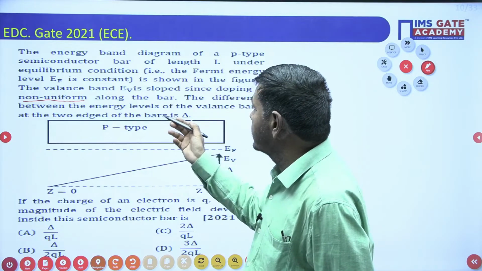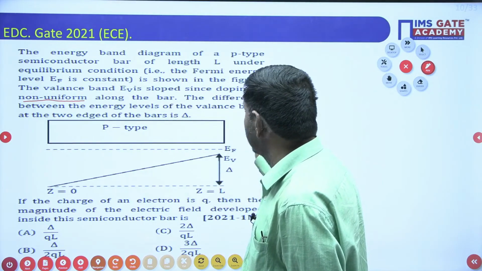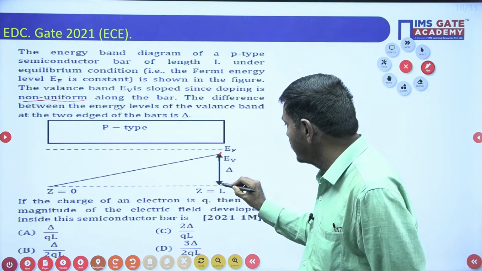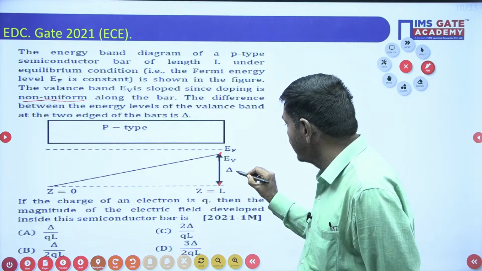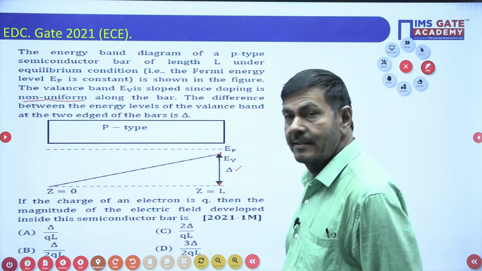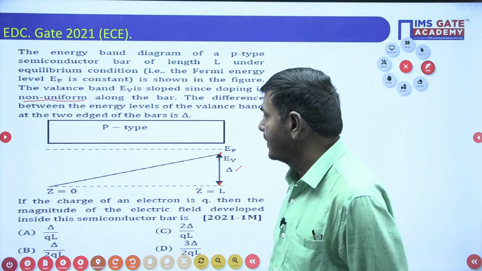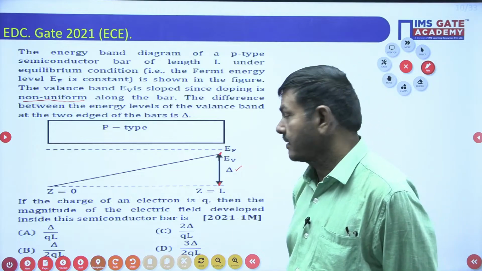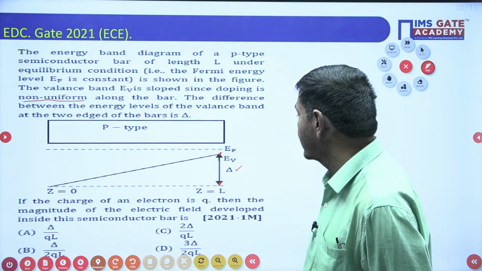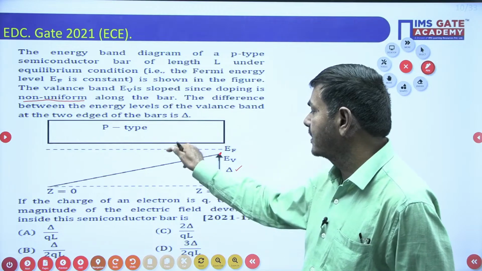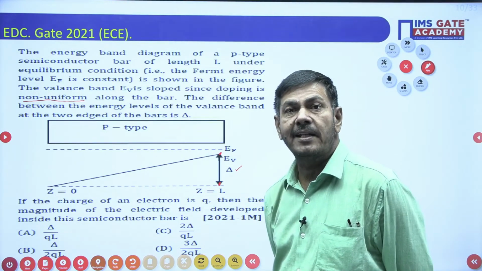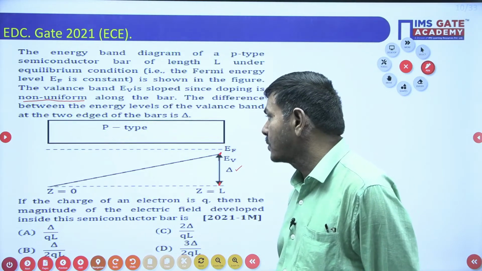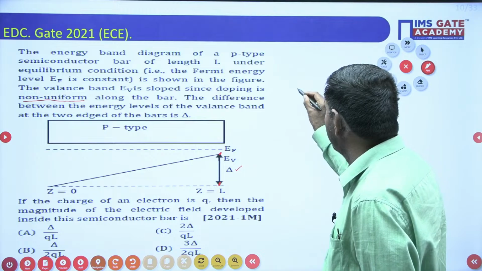Also, the difference between the energy levels of the valence band at the two edges of the bar is delta. That means the energy between these two points is given as delta. Delta is the symbol given here for the energy level. If the charge of an electron is q, we know very well the charge of the electron is q, then what is the magnitude of the electric field developed inside the semiconductor bar? It's a very simple question. I can complete the solution directly.